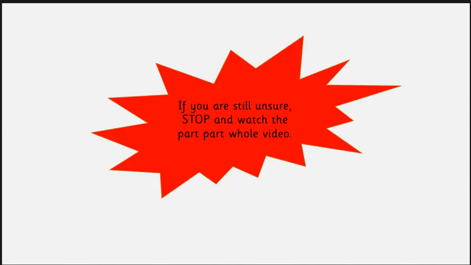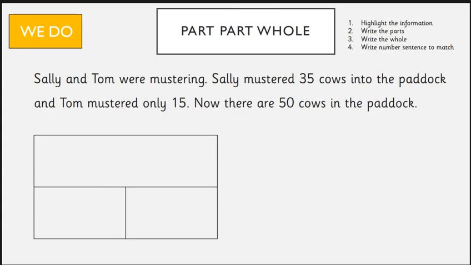If you are still unsure, stop and watch the part whole video on the USB. Let's do this one together. Make sure you get out your whiteboard marker, and your whiteboard eraser to do this with me. Together we will highlight the information, write the parts, write the whole, and write a number sentence to match.